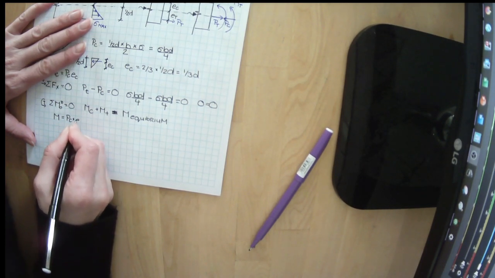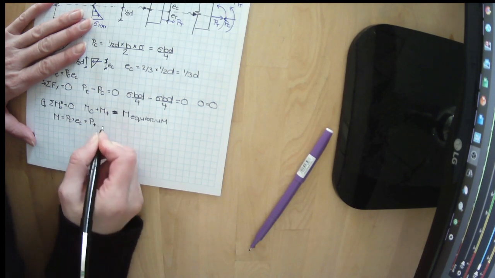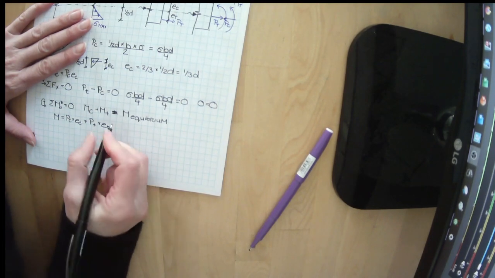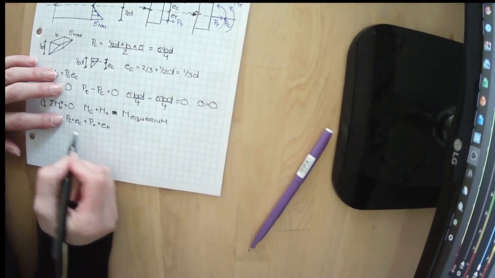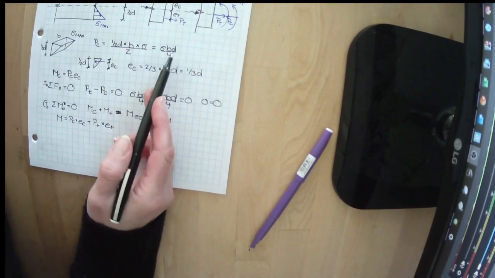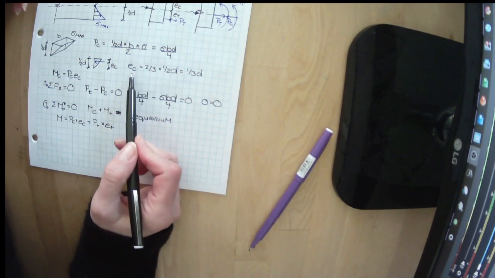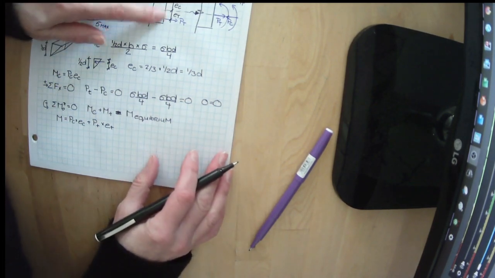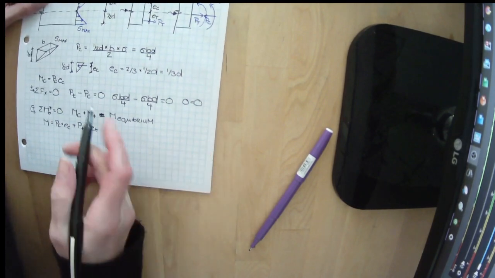PC times EC plus PT times ET. I know, it sounds a little weird, but we've calculated all these things. We know what PC is, we know that PT is the exact same value, we know what EC is, and we know that ET is the exact same value, because we can literally see it right here in this diagram.